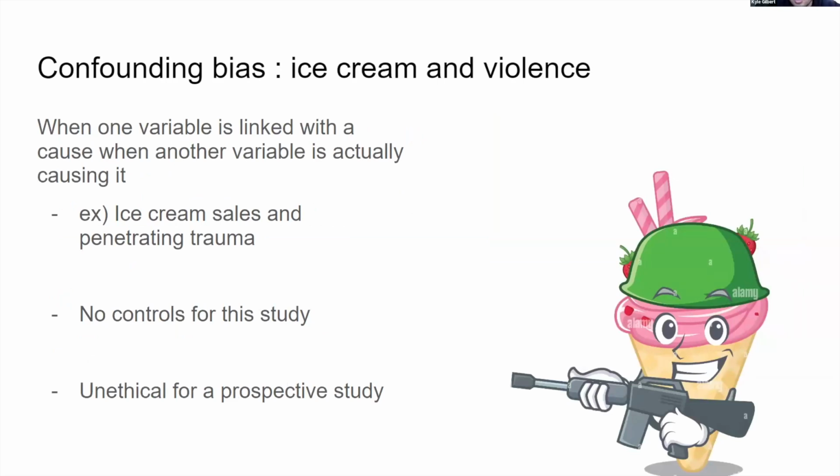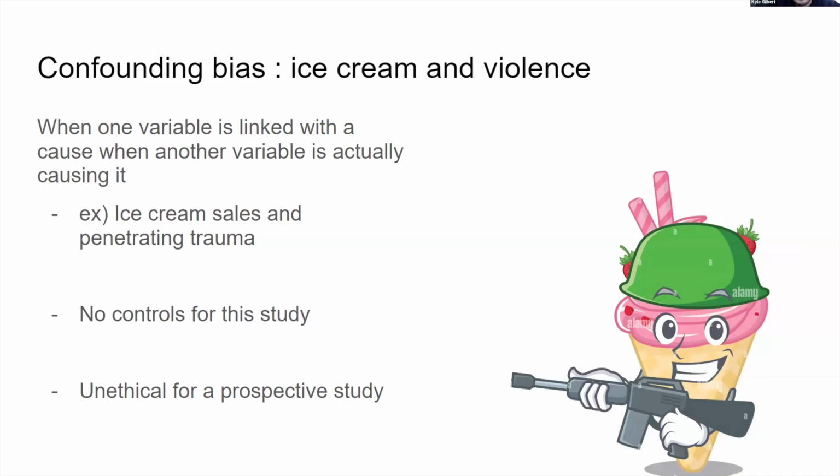It's called confounding bias. So a good way to think about this, or else how I think about it, is like ice cream bias, right? So the definition, confounding bias is one variable is linked with a cause when another variable is actually causing it, right? We kind of know this inherently, ice cream sales and penetrating trauma. Ice cream sales don't cause penetrating trauma. It's the fact that it's summertime, right? As we've been in CCT know, there's more people are out interacting with each other, and there's just more incidents of this.